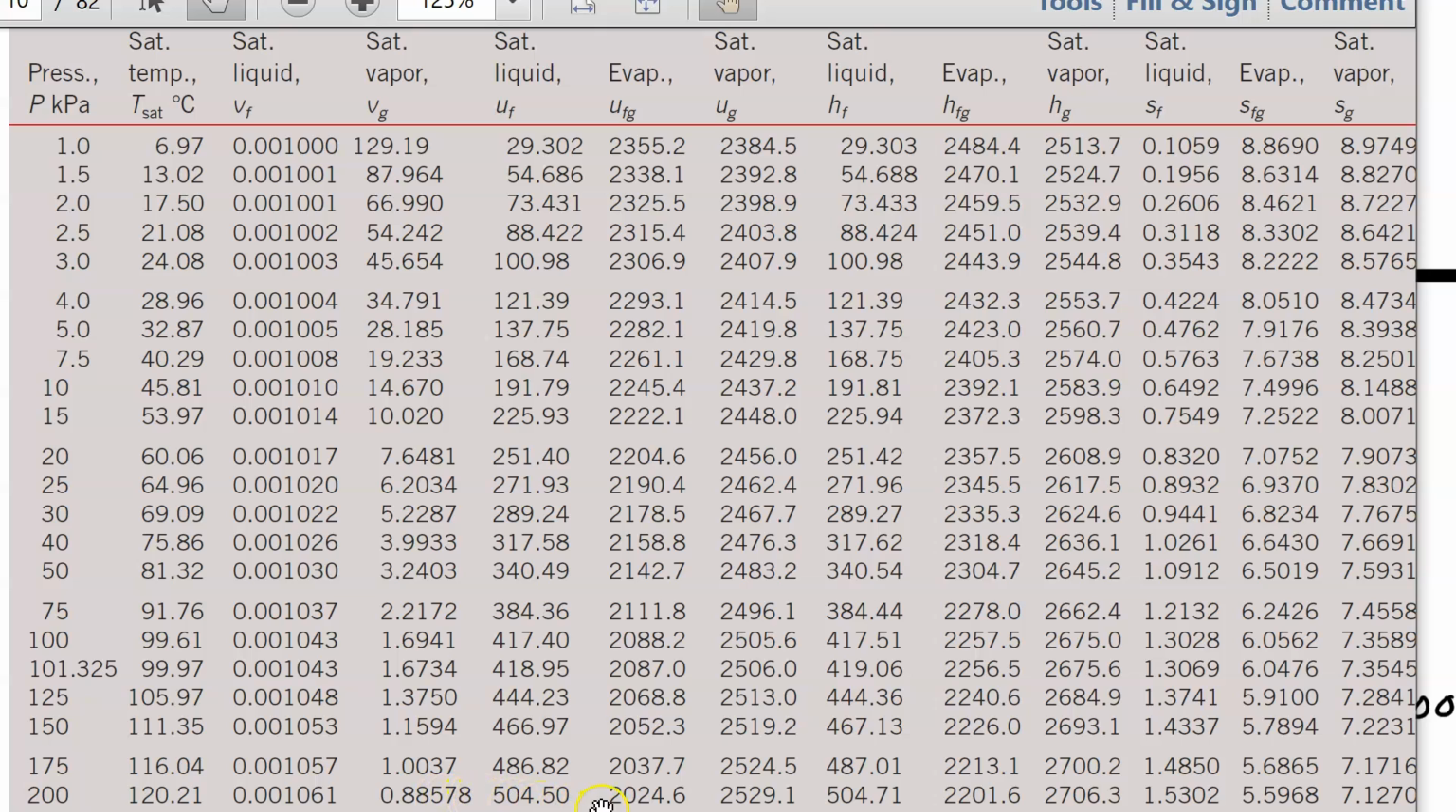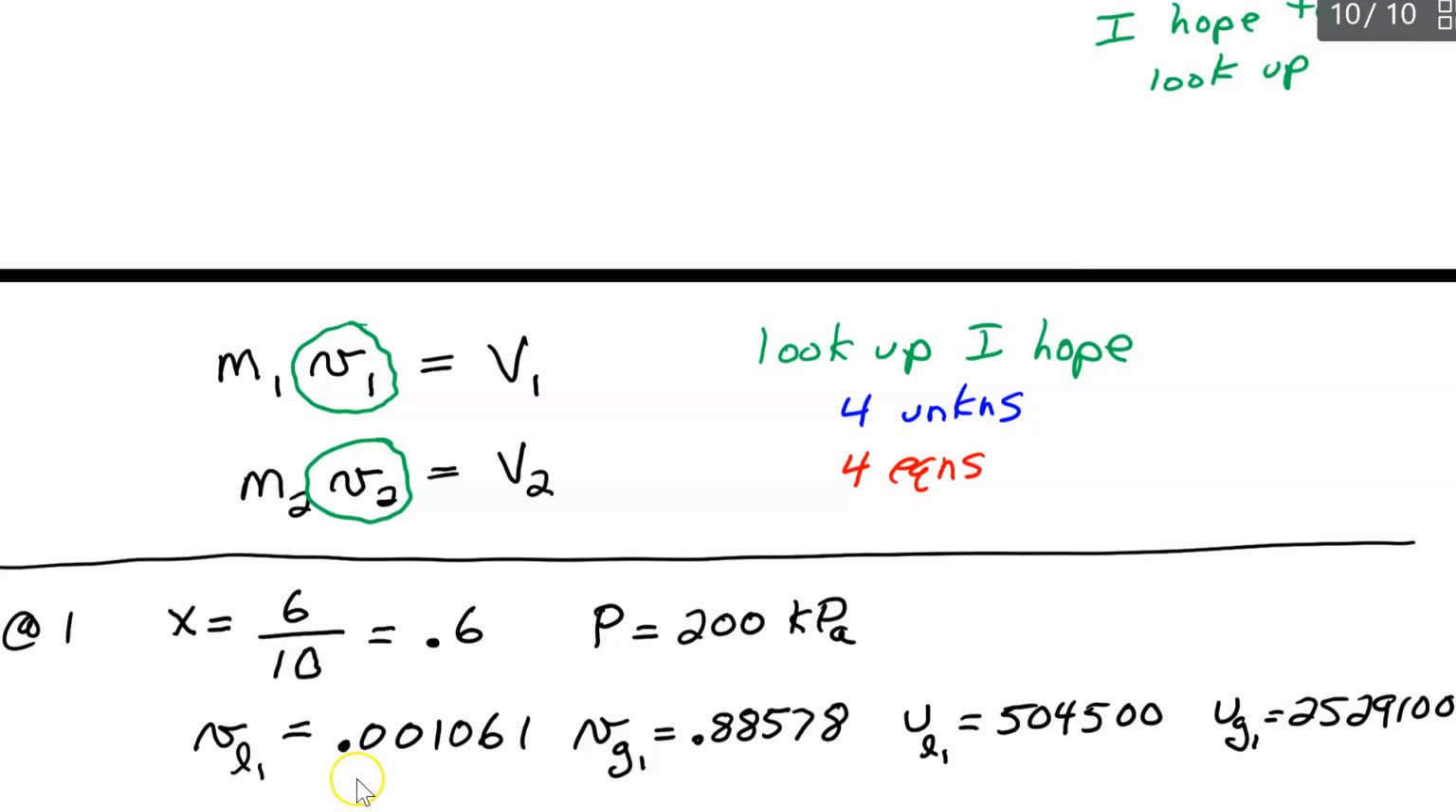So I'm going to find the liquid U, and I'm going to find the gas U. Remember, you've got to multiply by 1,000 for the U's. Okay, so here are the values that I've copied out of the chart. Okay, what are you going to do about state 2?